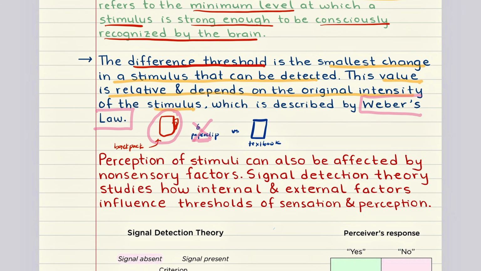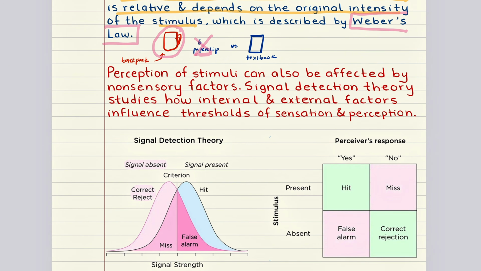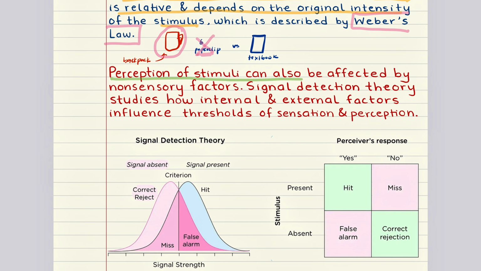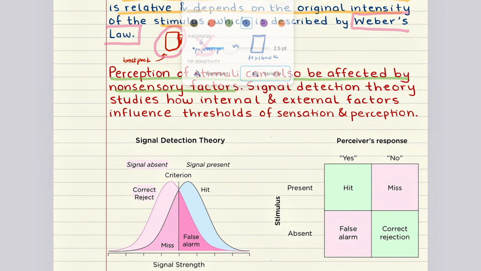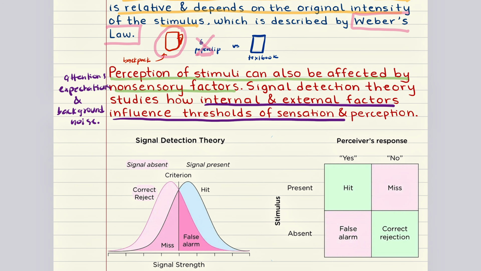But alas, thresholds are not only determined by the strength of the stimulus. Perception's also affected by factors like attention, expectations, and background noise. This brings us to signal detection theory. Signal detection theory studies how internal and external factors influence thresholds of sensation and perception. In other words, signal detection theory studies how people detect a stimulus when there is uncertainty.